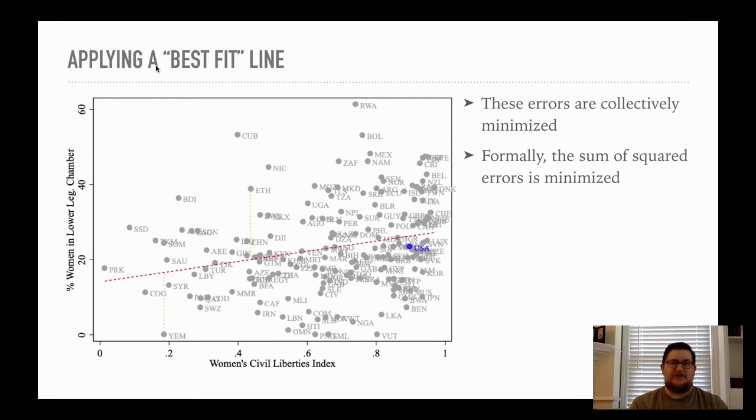You square those distances because you don't care whether you're below the line or above the line. All that matters is you're far away from the line, like Rwanda, or pretty close to the line, as in the Dominican Republic right there. Now you square them and you add that up. The point is, this is the straight line that we can draw that minimizes that total sum of squared errors.